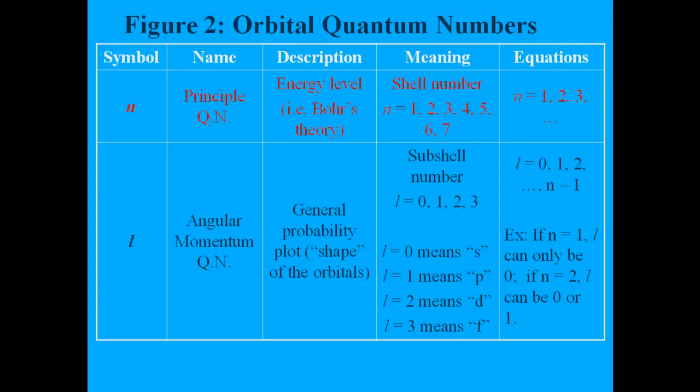The l is the angular momentum quantum number. It is the general probability plot, or the shapes of the orbitals. So with the hydrogen density distribution picture that we saw, we could see that a shape of a sphere was being formed, and that is the shape of the s orbital. So the subshell numbers l will range from 0 to 3, and each number will indicate a shape. 0 means s, 1 means p, 2 means d, and 3 means f. Now l will equal 0 to whatever n minus 1 is. So for example, if n equals 1, then l can only be 0. But if n equals 2, l can be 0 or 1.